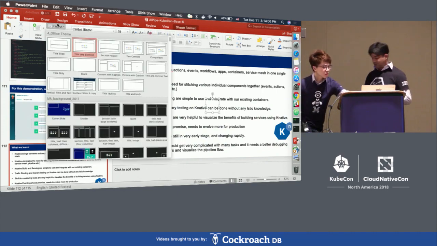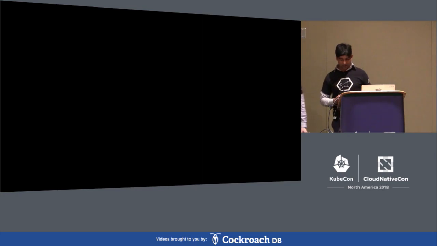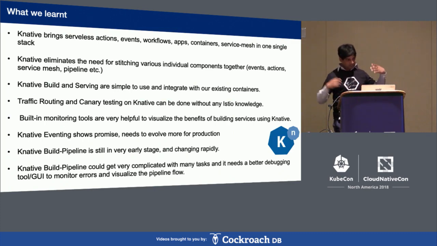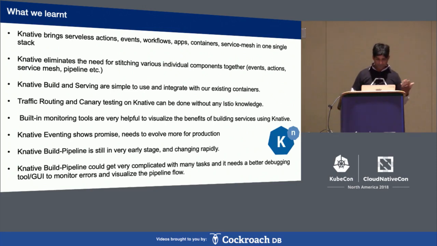Yeah. So I think some of the lessons which we learned as we went through this whole experiment is, at a concept level, KNative brings serverless actions, events, workflows, apps, containers, service mesh in one single stack, right? And definitely most of the modern complex enterprise platforms need more than just container orchestration. So KNative is a great fit, right? It eliminates the need for stitching a lot of these components individually, one by one. Traffic routing and canary testing on KNative can be done without any Istio knowledge. You get a higher level construct to handle that, right? Built-in monitoring tools are very helpful.